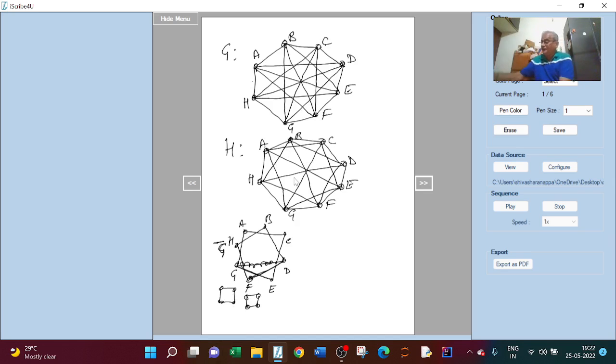And coming to H bar, again 8 vertices are here. I write A, B, C, D, E, F, G, H. Now, I have to add the edges. From A: A to B, no. A to C, no. A to D, I have to add. AD and AF. Okay.